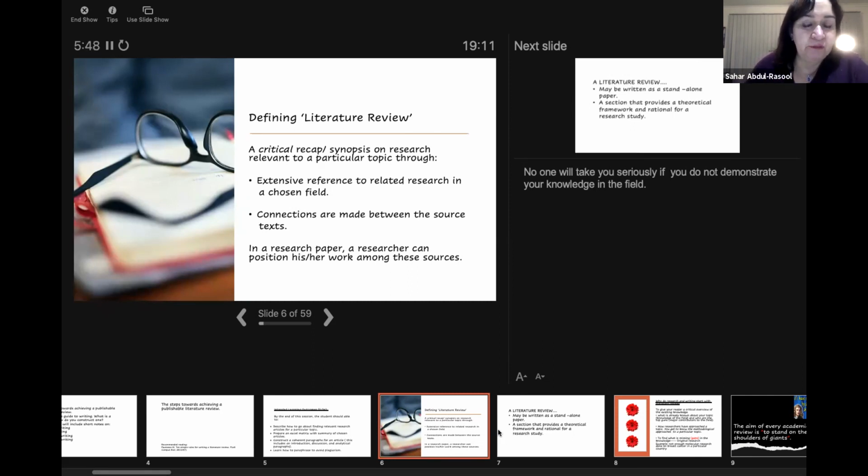You are giving your own insight into what the gaps in the knowledge are, how these papers relate to each other, and if there is a difference, in which way they differ. So you are adding to what has been written.